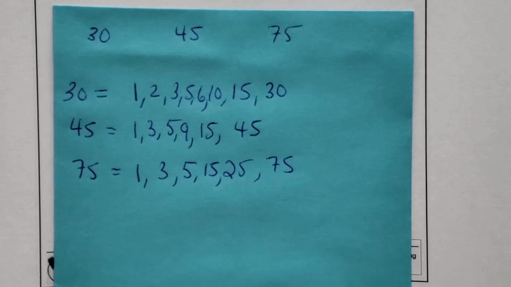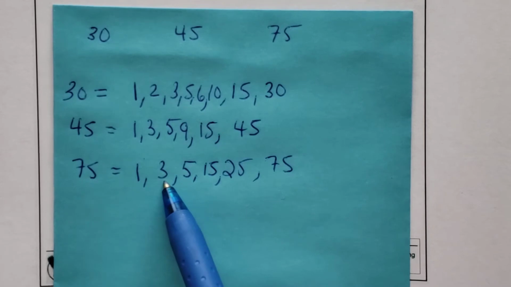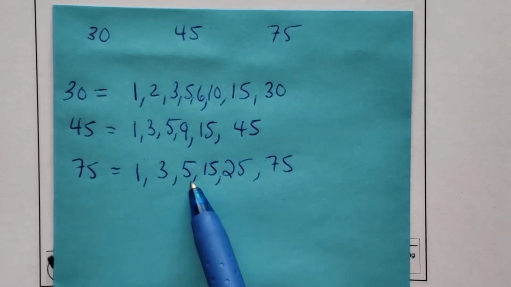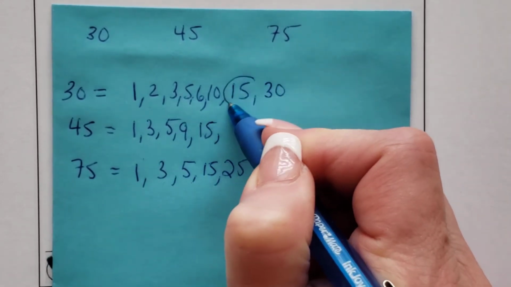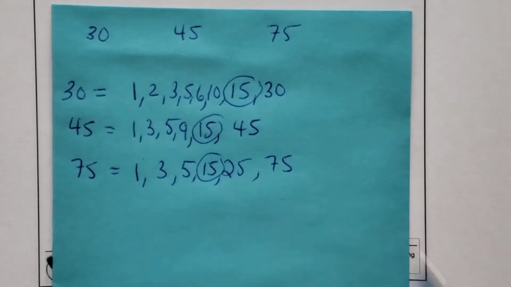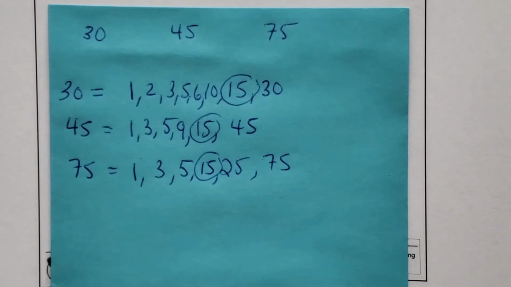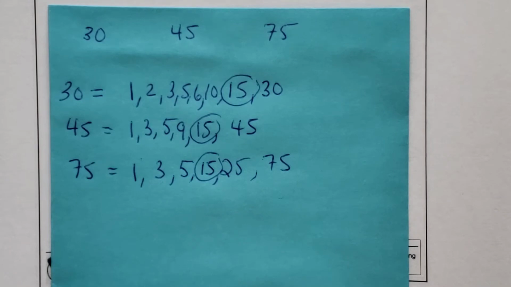All right, so basically you want to see, okay, what is the biggest number in each of these groups of numbers? Well, I see common 3s, but that's not the biggest number. I see common 5s, that's not the biggest number, but I see a common 15. So in other words, 30, 45, and 75 could all be divided by 15. That makes 15 the greatest common factor of these numbers.